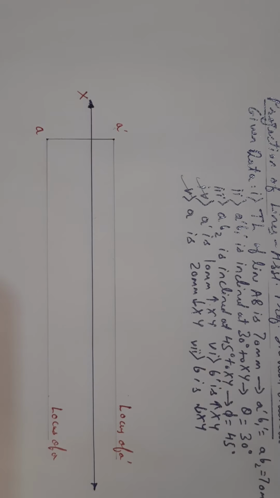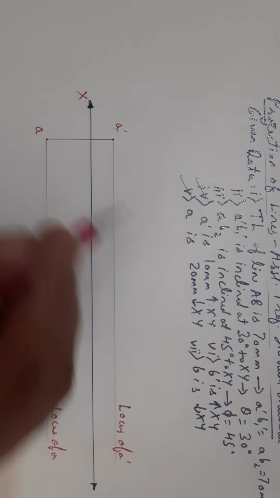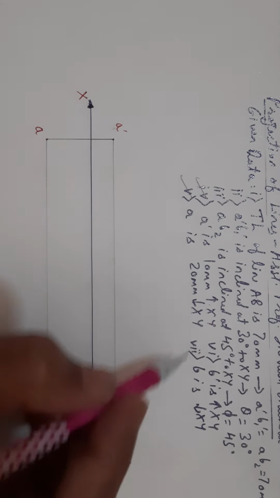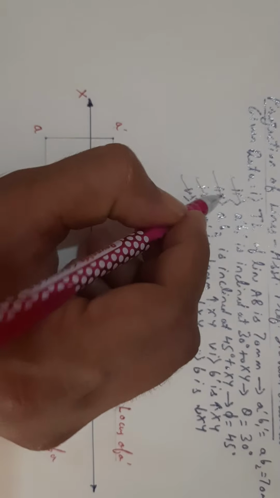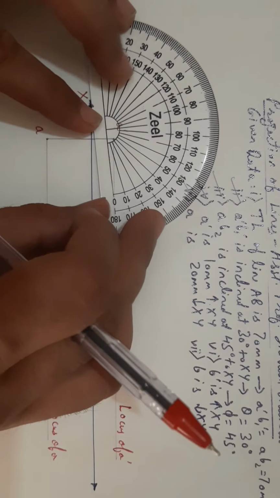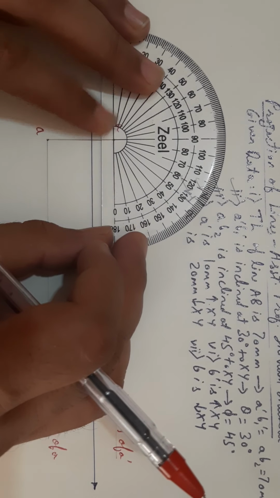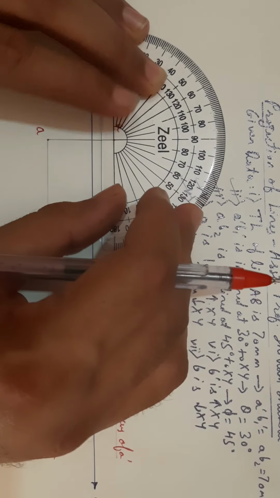Now what do we do? What is the next step? Now to be very specific, the angles as well as the true length are there with us. What we are supposed to do? Can we just directly take the length and plot the true length? No, we need the angles for that. So we will be using theta and phi. How do we use it? Let us just check. Now, by keeping the protractor over here, I will be using theta as 30 degrees like this.